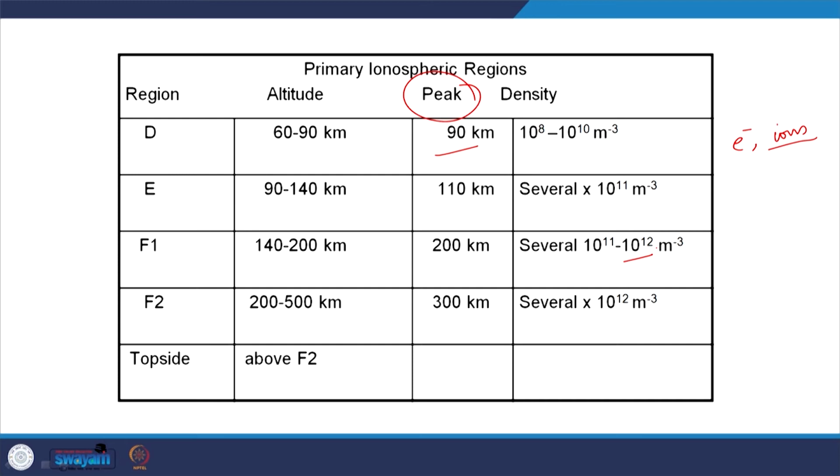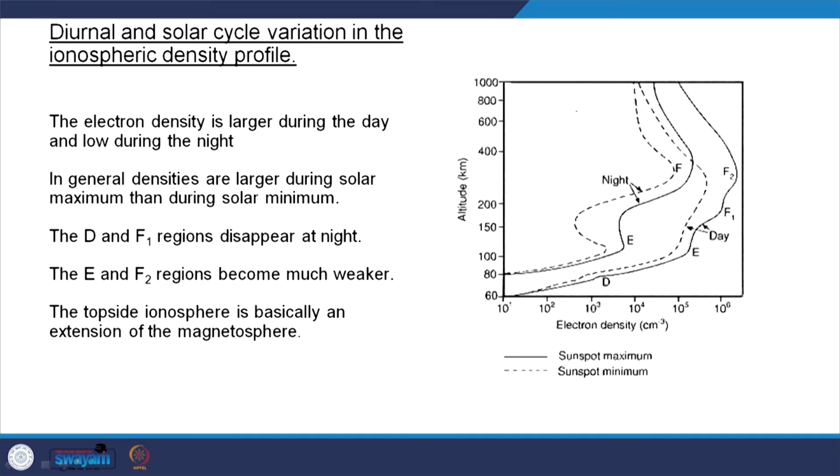And the F2 layer, the most dense ionospheric layer, will have a charge concentration of nearly 10 to the power of 12 per meter cube. So, the electron density profile does not look the same at all altitudes. There is a clear variation at every altitude. If you look at the diurnal and solar cycle variations, diurnal variations are with the day. During the day, with the time, how does anything change?